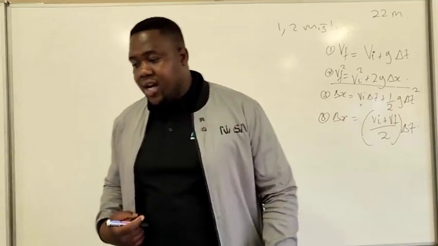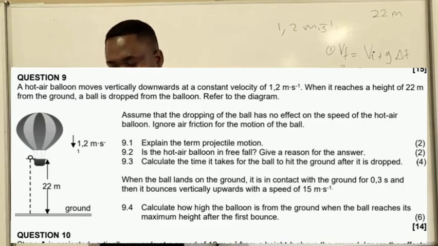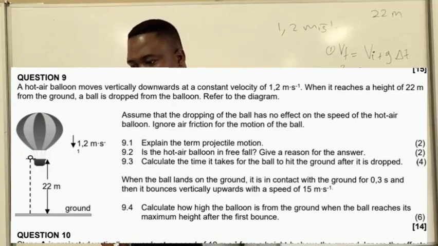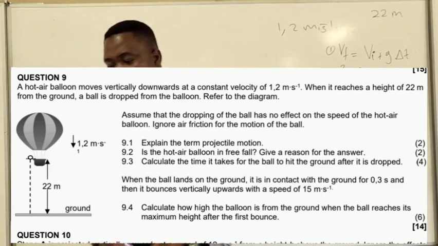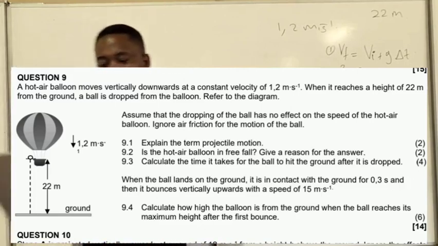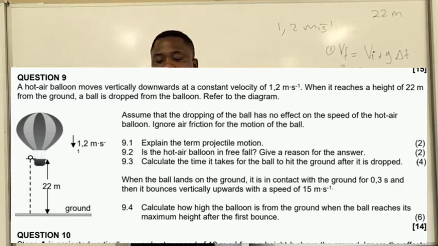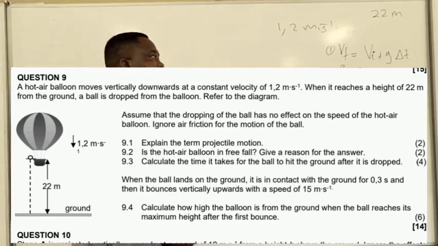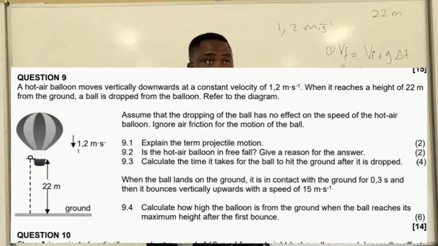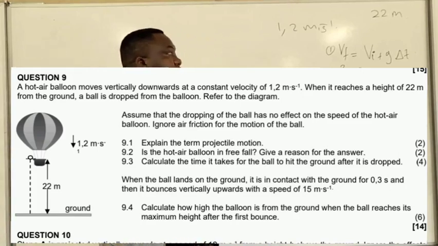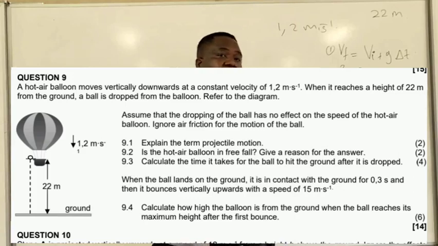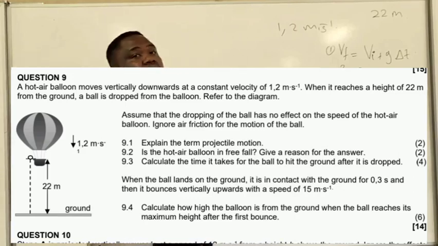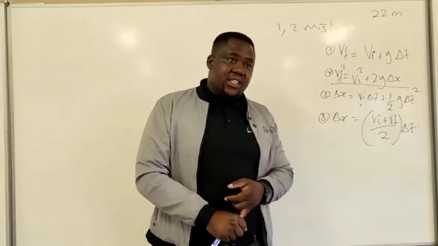The question was asking us to calculate the time it takes for the ball to hit the ground. So what I love is that we have got the initial velocity and the distance. Meaning that our formula must have initial velocity and distance. You understand?